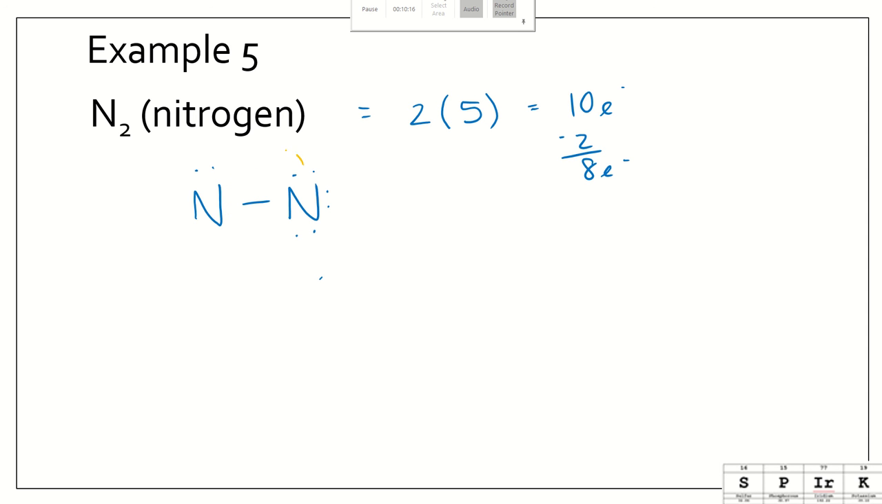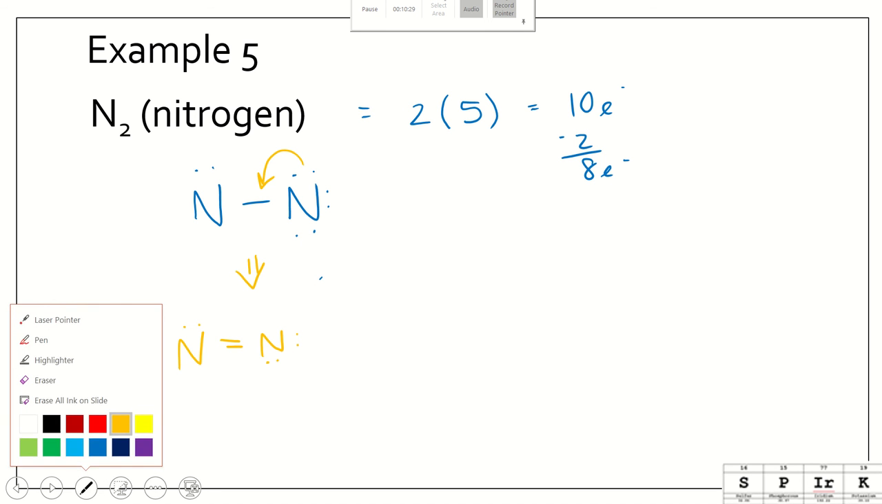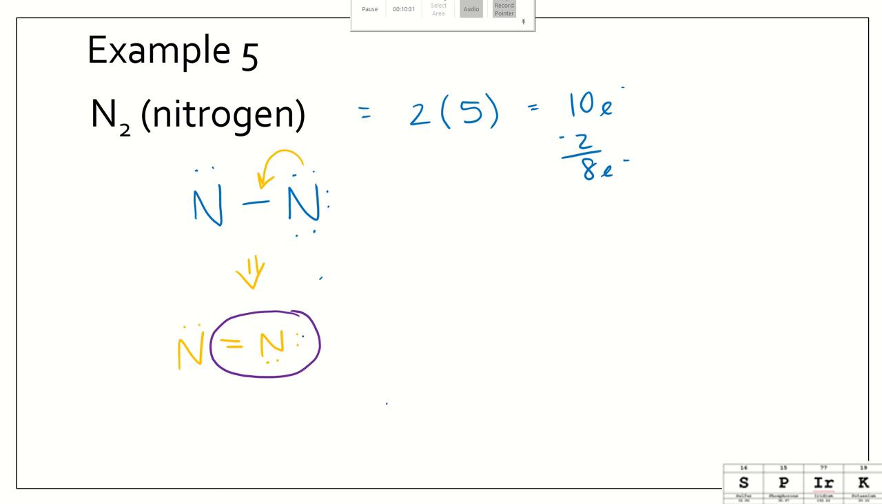So let's fix that. Can dump that pair in. If I dump that pair in, we're going to get a double bond now. And you can see that the nitrogen on the right-hand side has 1, 2, 3, 4, 5, 6, 7, 8. So still happy. Nitrogen on the left, 1, 2, 3, 4, 5, 6. So this nitrogen is still not happy. So let's dump in another pair. So that's going to give me N, triple bond N, and then each nitrogen still has a lone pair.